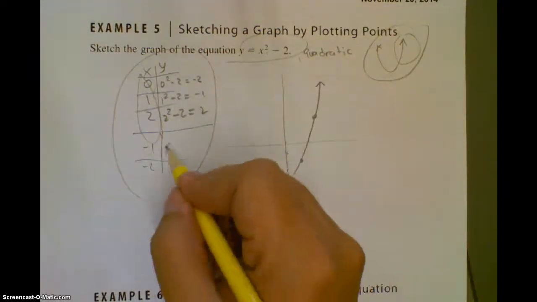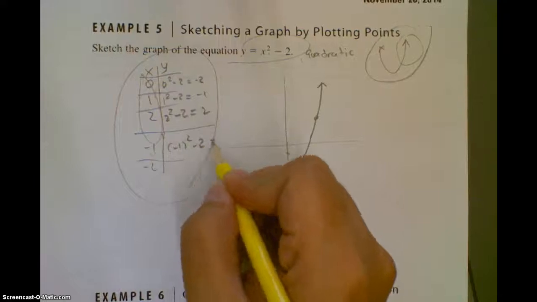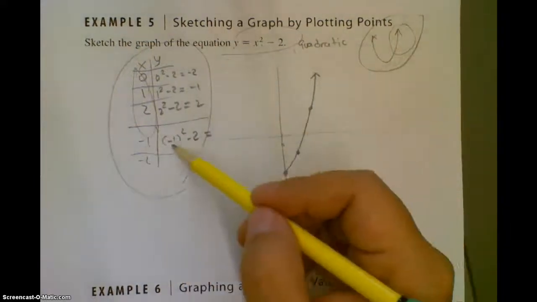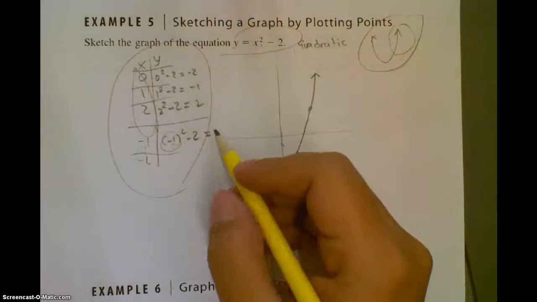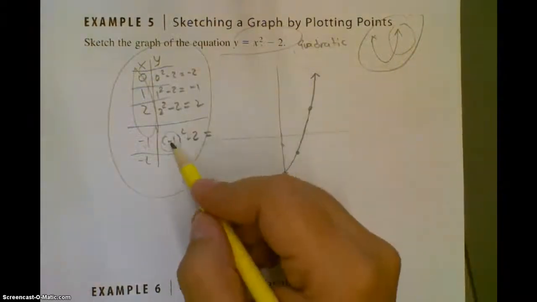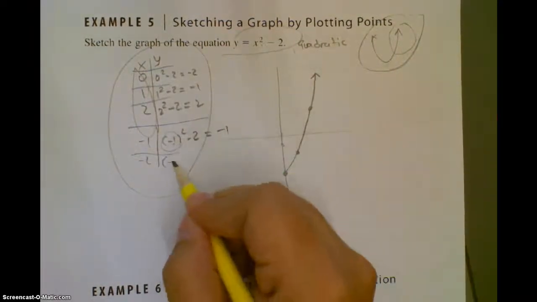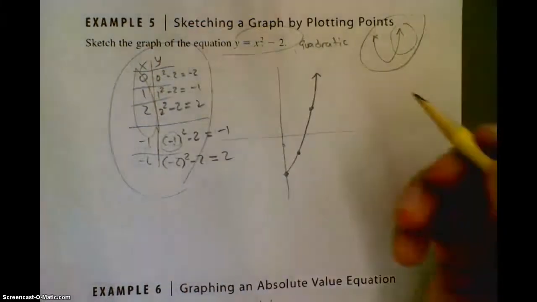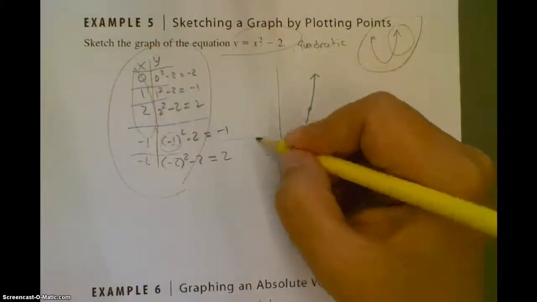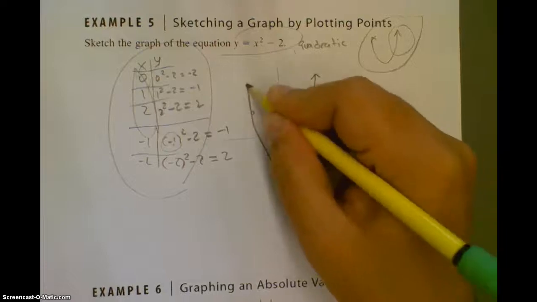So with (-1) squared minus 2, I cannot insist on this enough. Whenever you have a negative square, please put parentheses on the calculator if you're doing it by calculator. So this would be 1 minus 2, negative 1. And then (-2) squared minus 2 will still be positive 2. So I have these points right here, and then I can produce a successful sketch.